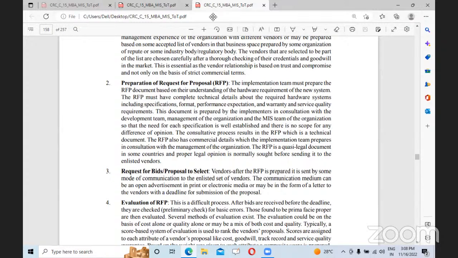The RFP is prepared in consultation with the management of the organization. The RFP is a quasi-legal document. In some countries it is considered a quasi-legal document, and proper legal opinion is normally sought before sending it to the enlisted vendors.